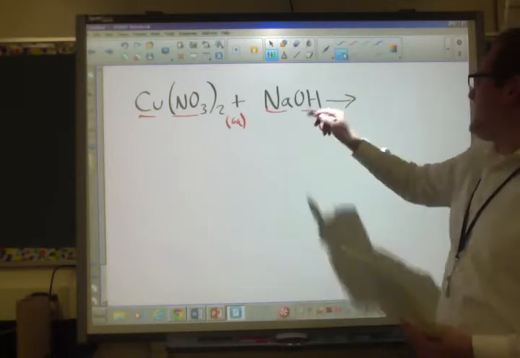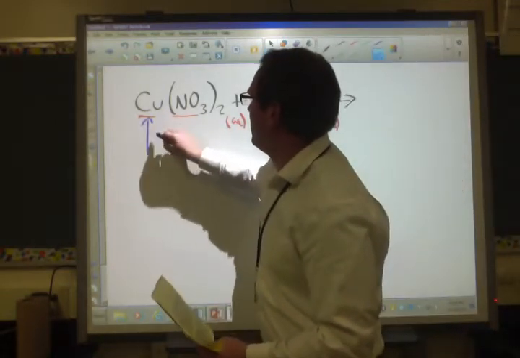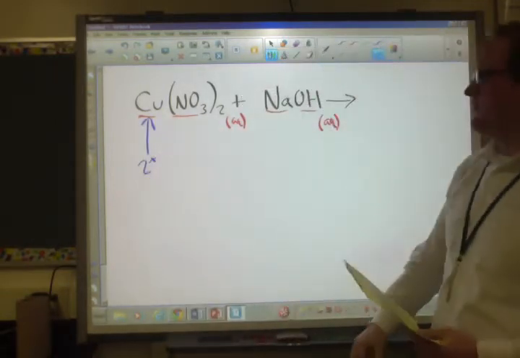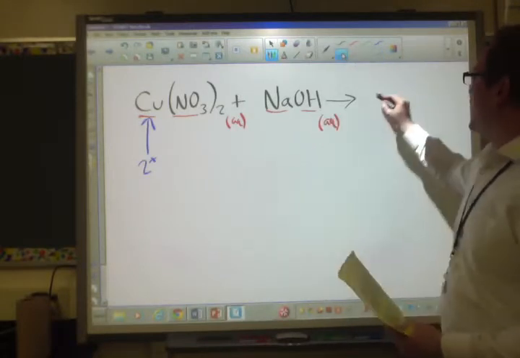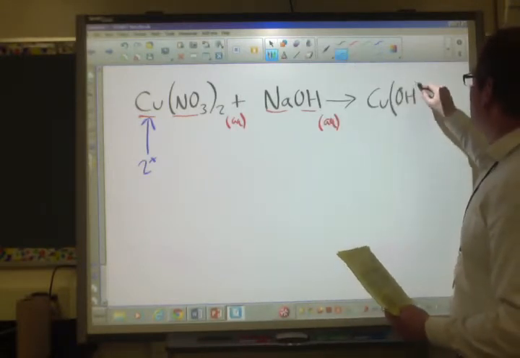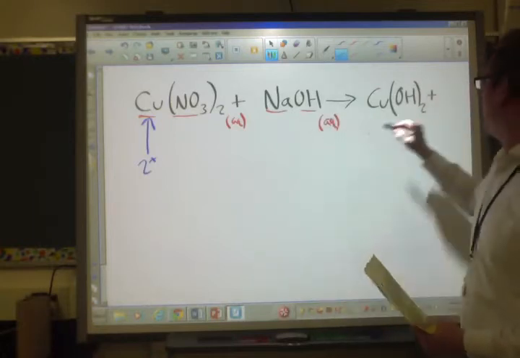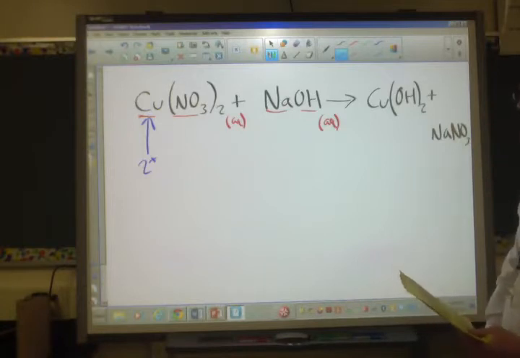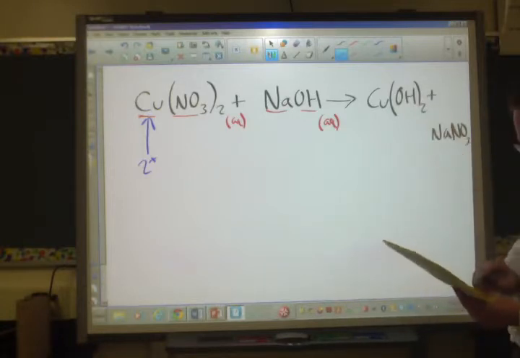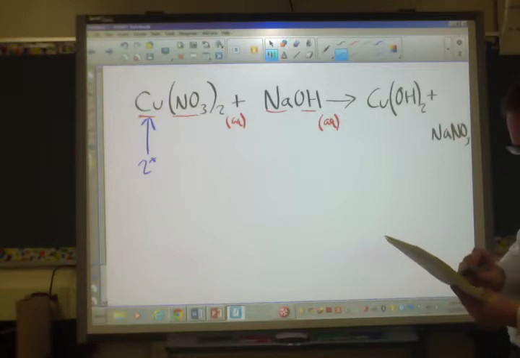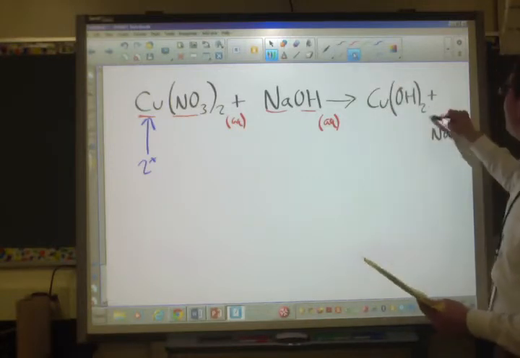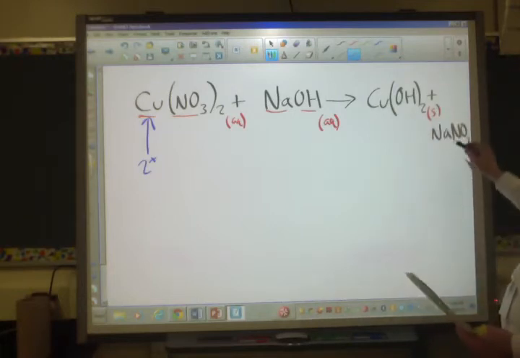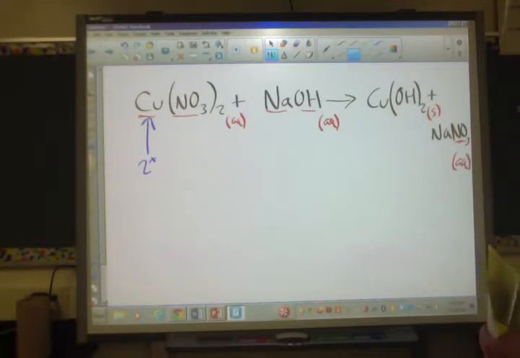So I'm going to write, now remember, this is a copper with a 2 plus, so I need to preserve that 2 plus. So I'm going to get Cu(OH)2 plus NaNO3. Okay, let me check this. So it's going to be copper 2 hydroxide is a solid. NaNO3, I already know, is going to be aqueous. So this reaction will take place.